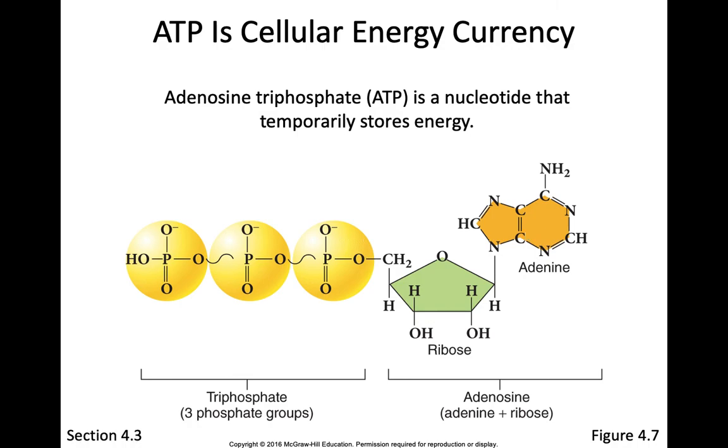So let's talk about what cellular energy is. How do cells power themselves? What is cellular gasoline? What is energy to cells? Well, this is ATP, adenosine triphosphate.